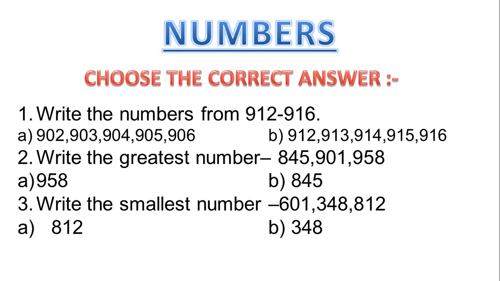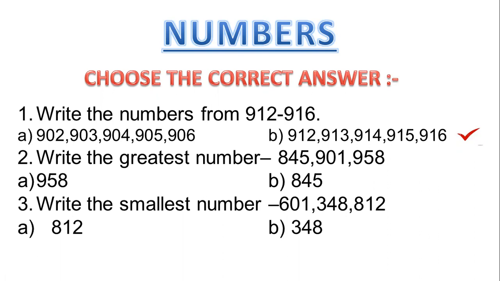Choose the correct answer. See the first question. Write the numbers from 912 to 916. What will be the answer? Is it A, 902, 903, 904, 905, 906? Or is it B, 912, 913, 914, 915, 916? Yes, very good. The answer is B. 912, 913, 914, 915, 916.